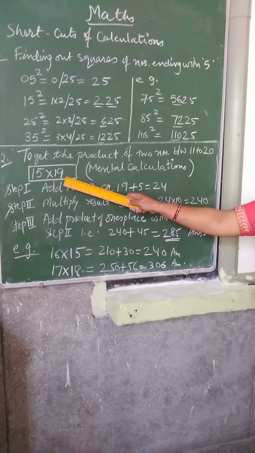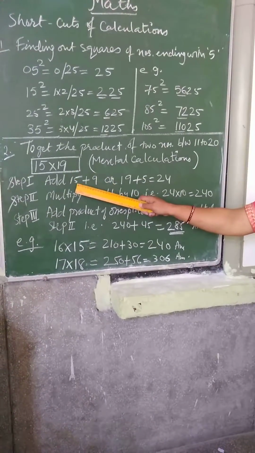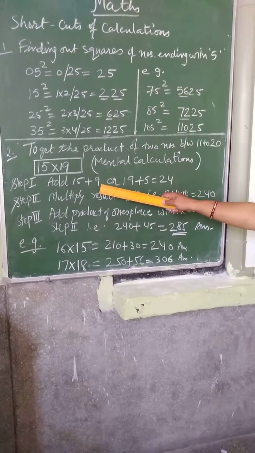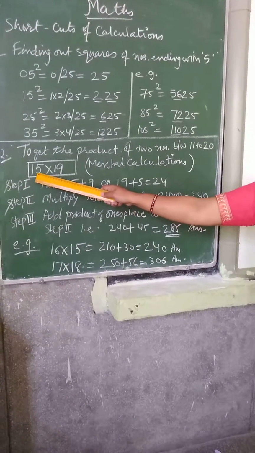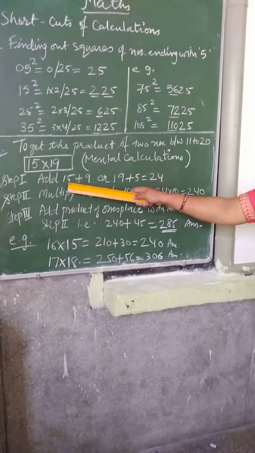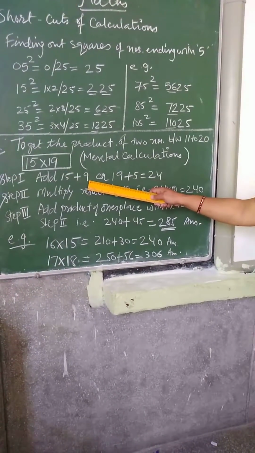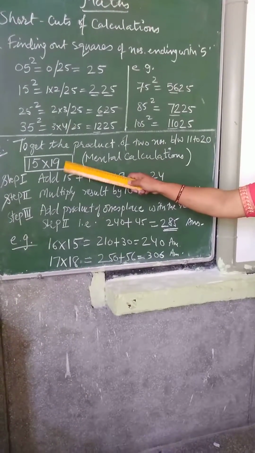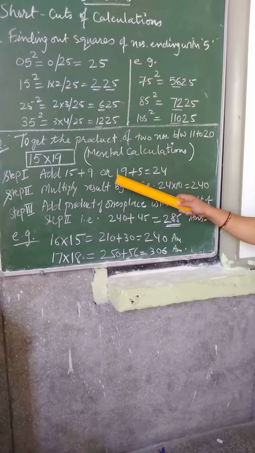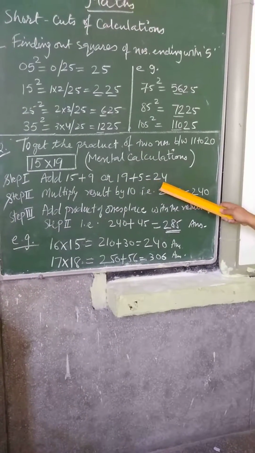So it's very simple. First step, add one number with the ones place digit of the second number. For example, if I take 15, then the ones place digit of the other number is 9. 15 plus 9 is 24. Or if I take 19, then plus 5, which is the ones place digit of the second number, the result is also going to be 24.